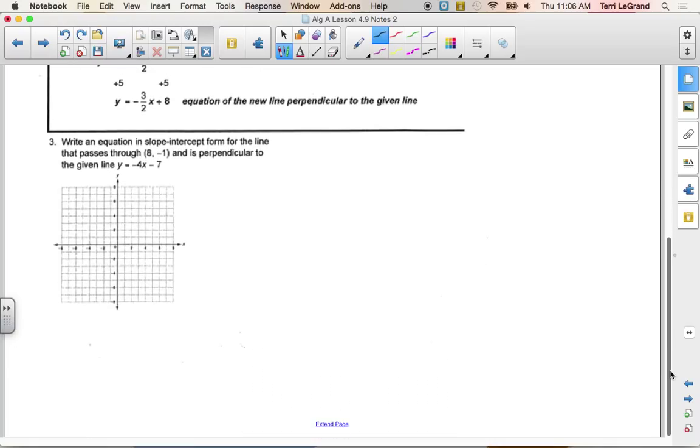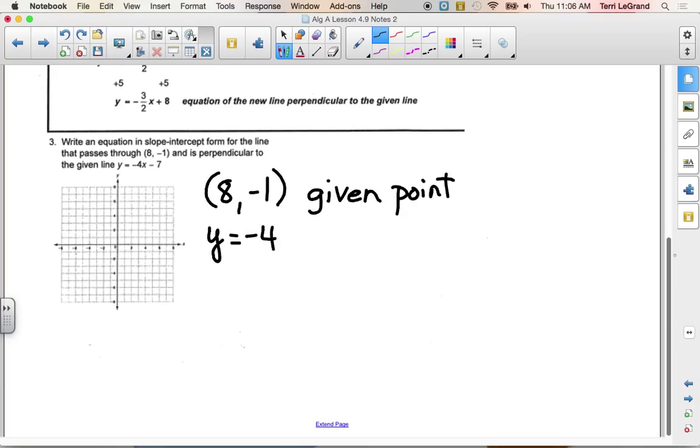Write an equation in slope-intercept form for the line that passes through (8, -1). Would you just write that down right now, please? (8, -1) is the given point. And it says it is perpendicular to the given line, so we have y = -4x - 7 is the given line.